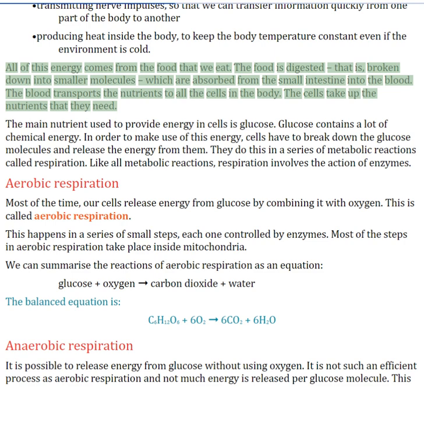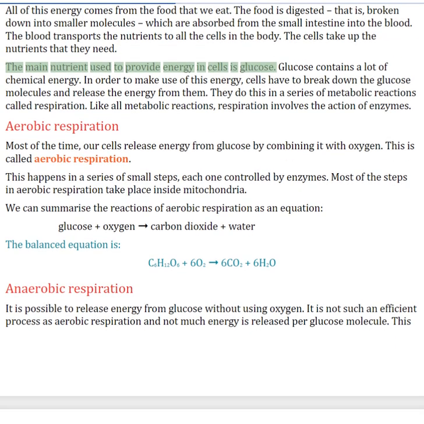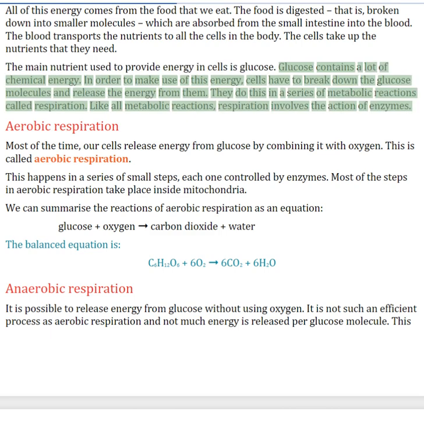The food is digested, that is, broken down into smaller molecules, which are absorbed from the small intestine into the blood. The blood transports the nutrients to all the cells in the body. The cells take up the nutrients that they need. The main nutrient used to provide energy in cells is glucose. Glucose contains a lot of chemical energy.